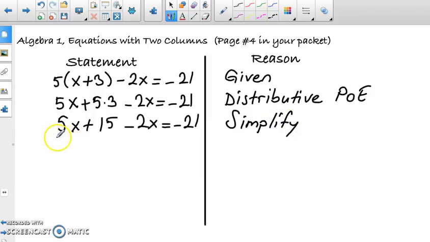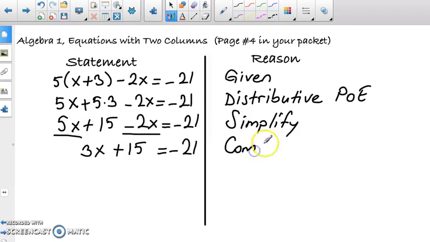Next step, when I just look at over here, I see some like terms. 5x, positive 5x, and negative 2x. They are like terms, so I'm just going to combine them. So 5x minus 2x is going to be equal to 3x plus 15 is equal to negative 21. So what I did, I combined the like terms. So I'm just going to write combine like terms.